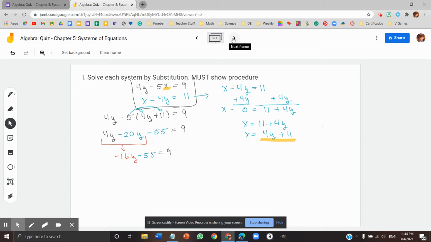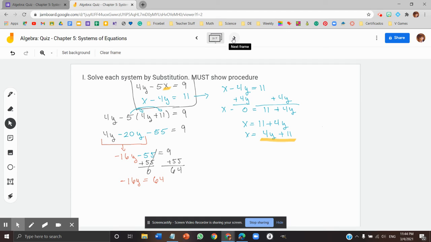Now that 55 I want to get rid of. I want to send it to the other side. So I'm going to add 55 here. And if I add 55 on one side, I have to add 55 on the other one. I'm sorry, that's a little bit offset, but I didn't have too much space. So negative 55 plus 55 is going to be 0, so that's going to get canceled. And positive 9 plus 55 is going to be 64. And at the end of the day, here I'm going to have negative 16y equals 64.